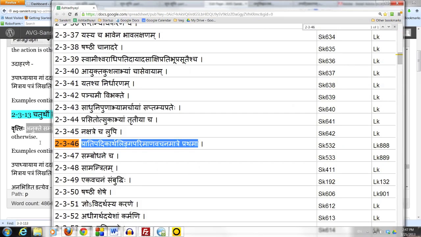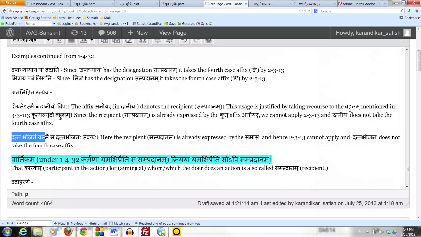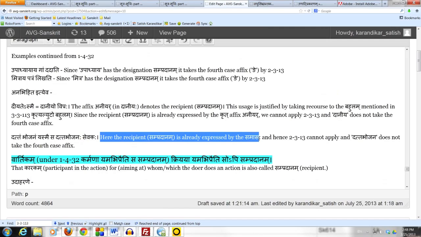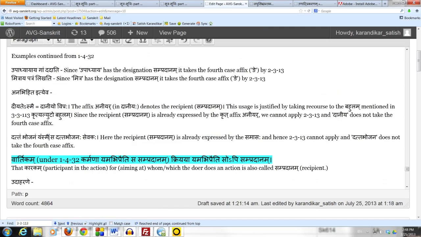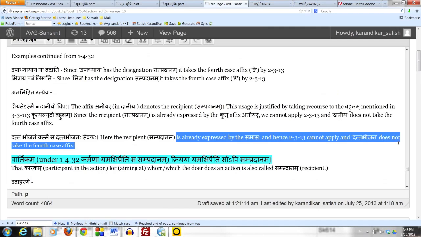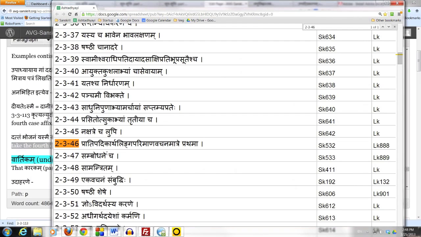Sometimes the Sampradanam is expressed by a compound. For example, Dattam Bhojanam Yasmai Saha, Datta Bhojanaha Sevakaha. He is an attendant to whom food has been given, lunch has been given. Here the recipient sampradanam is already expressed by the compound. The compound is expressing the meaning Dattam bhojanam yasmai. It already has yasmai in there. So the sampradanam is expressed by the compound and hence 2313 cannot apply. Datta Bhojana does not take the fourth case affix. It takes the first case affix in the sense of pratipadika matre.